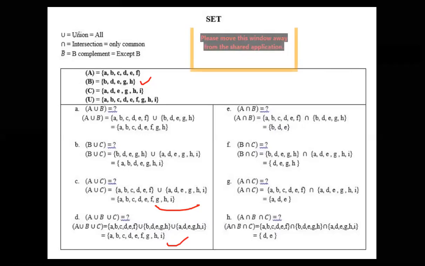So union means you need to write down everything. Now let us go to the next topic called intersection. Intersection means only common. In case of union, you have written everything, but in case of intersection, you need to write only the common numbers. So let us write the value of A: A, B, C, D, E, F. B means A, B, D, E, G, H.